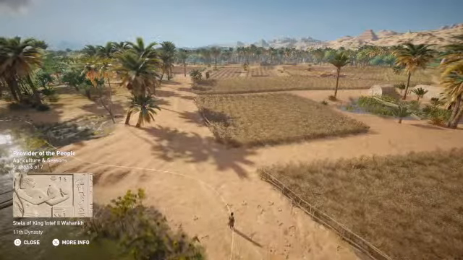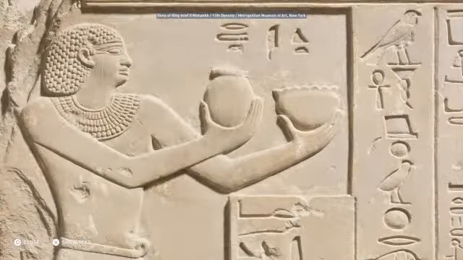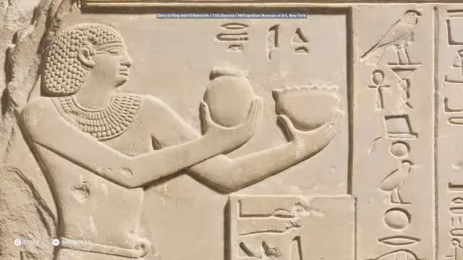Alright, so that is pretty much a stone image. Stela of King Intef II, the second. 11th Dynasty, Metropolitan Museum of Art in New York.